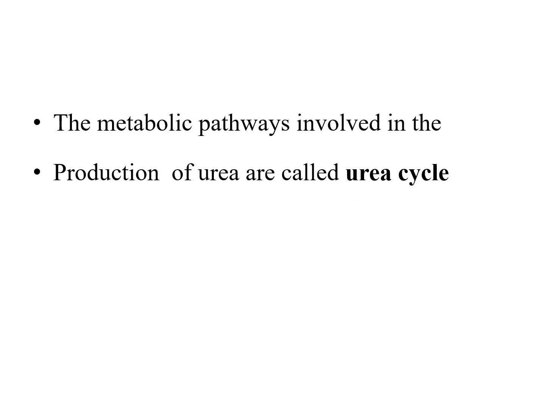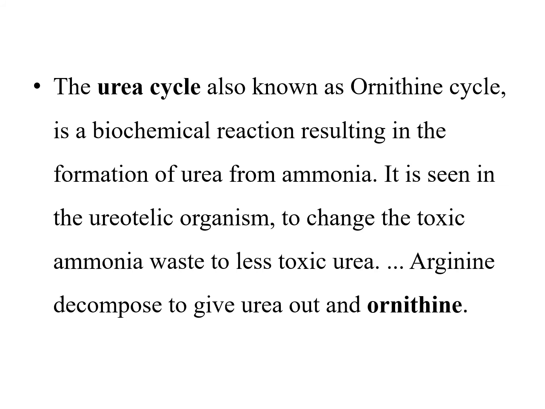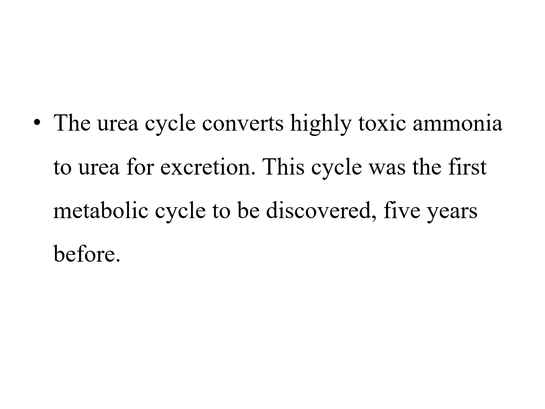The metabolic pathways involved in the production of urea are called the urea cycle. The urea cycle is also known as the ornithine cycle. It is a biochemical reaction resulting in the formation of urea from ammonia. It is seen in ureotelic organisms to change toxic ammonia waste to less toxic urea. Arginine is decomposed to give urea and ornithine, which regenerates for the next cycle. The urea cycle converts highly toxic ammonia to urea for excretion. This was the first metabolic cycle to be discovered.